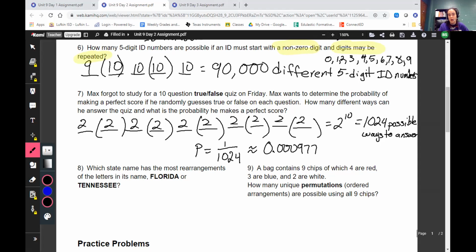Okay, yes, I would like you to use both the fraction and the decimal for your answer. Because sometimes on the test, you're going to have fractions, sometimes you're going to have a decimal, sometimes you will have a percent.